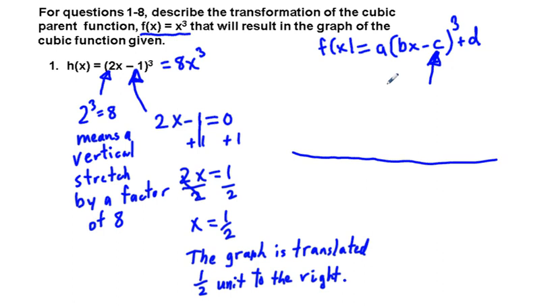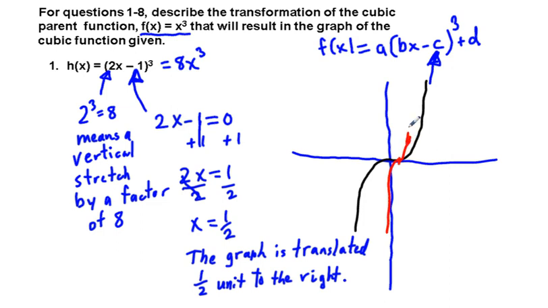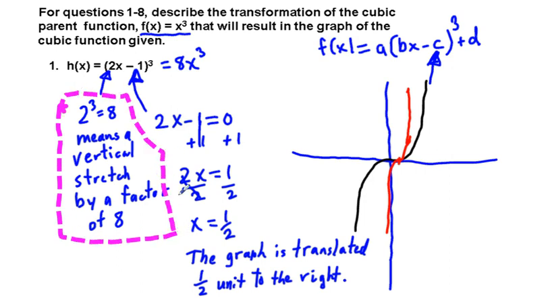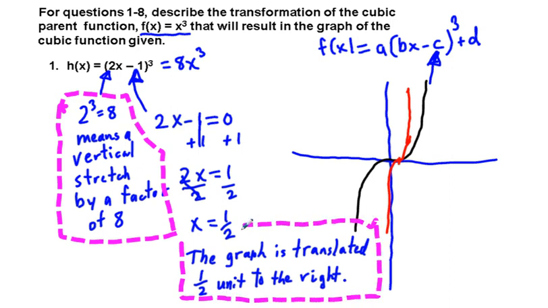Just looking at what the transformed function would look like, the regular cubic parent function is kind of like this, and what you're going to do is shift 1/2 unit to the right. I'm just marking a 1/2 unit and making the thing a lot skinnier. So the thing's going to look something like this. And if you doubt me, you can graph that in the calculator and see what that looks like. I'm just going to box these in as correct portions of answers: vertical stretch and translation to the right.